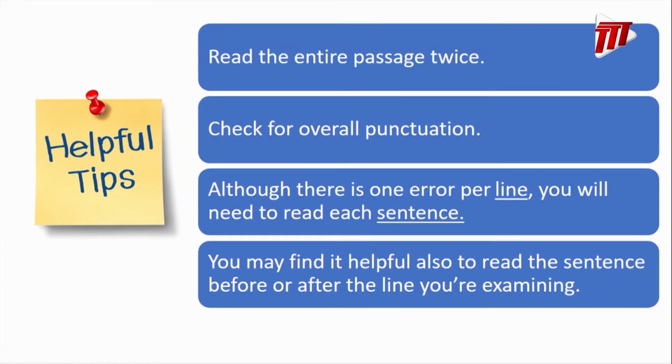Here are some helpful tips to guide you in ensuring that you do the right thing. Read the entire passage twice. Check for overall punctuation, and although there's one error per line, you'll need to read each sentence. You may find it helpful also to read the sentence before or after the line you're examining so that you can figure out exactly what's wrong in the sentence or the line, right? So let's read the passage.